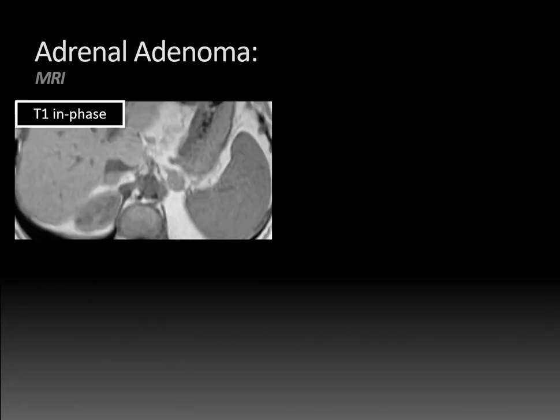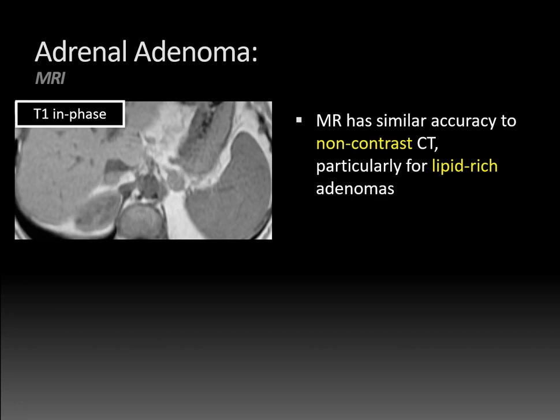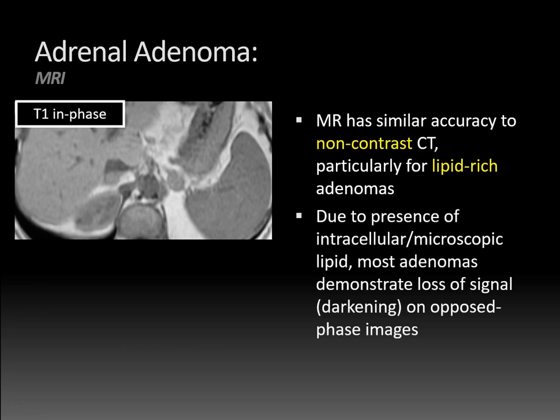So what about MRI in the workup of adrenal adenoma or an adrenal nodule? How does that factor in? MRI actually has similar accuracy to a non-contrast CT, particularly for lipid-rich adrenal adenomas. And due to the presence of intracellular or microscopic lipid that's present in the adrenal adenoma, most adenomas will demonstrate a loss of signal, meaning they'll become darker on the opposed phase images. And a signal drop of more than 20% is diagnostic of a lipid-rich adrenal adenoma.